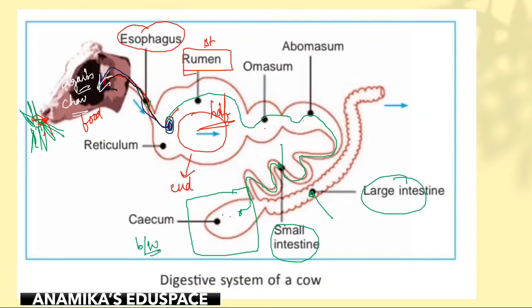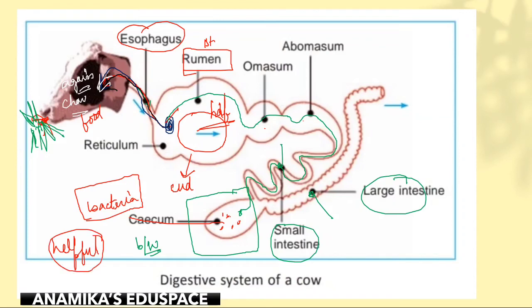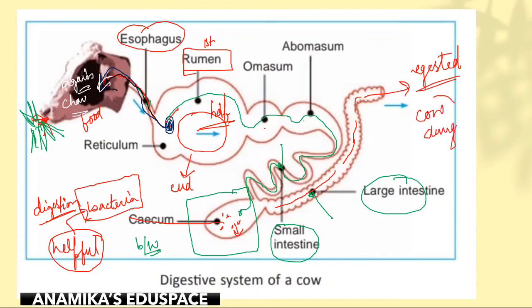So the cecum contains what? The cecum contains many bacteria, and these bacteria or microorganisms are very helpful, and they actually help in the digestion of the cud, and so the digestion is done, and then the leftover food is passed through the large intestine and then it is egested out. Clear? Egested out means the food is put out through the cow dung. It turns into cow dung, the waste material. Clear? Now we are going to the next question.